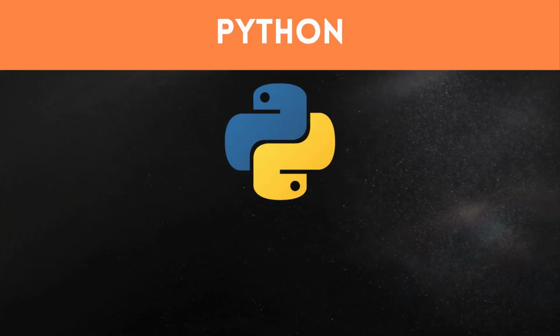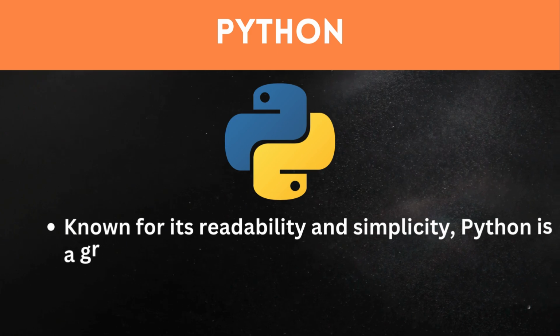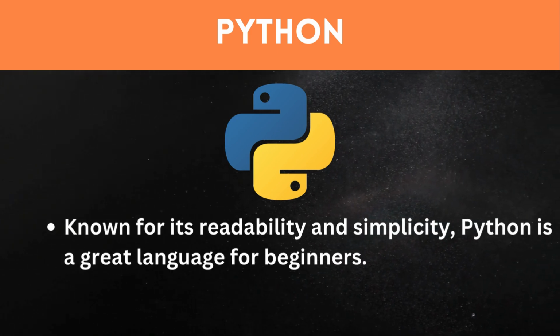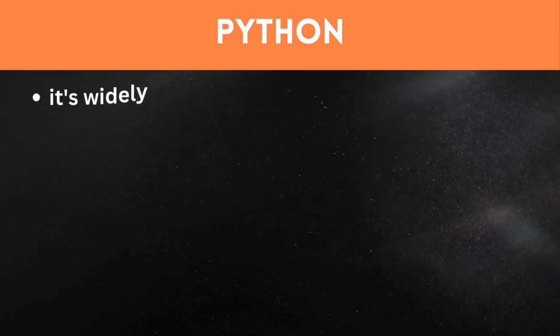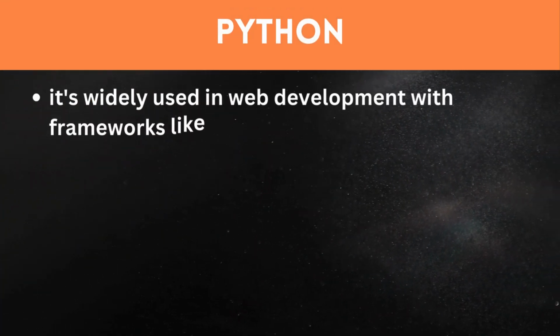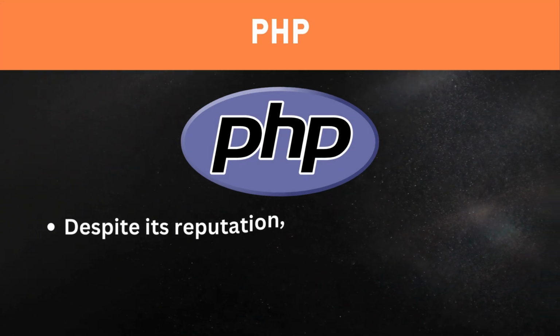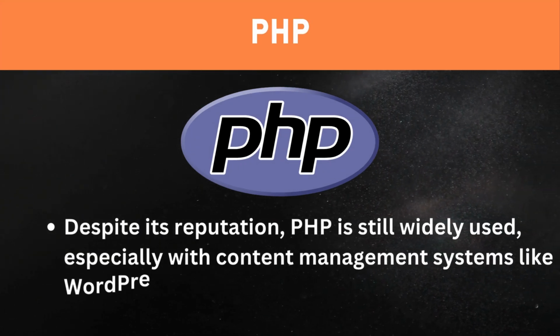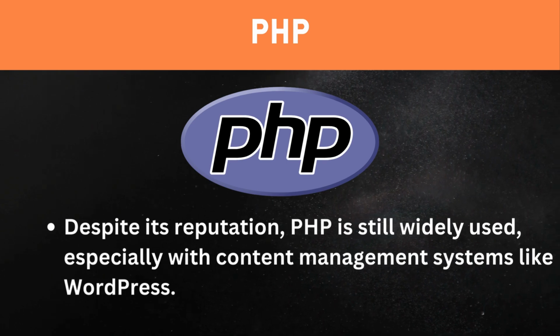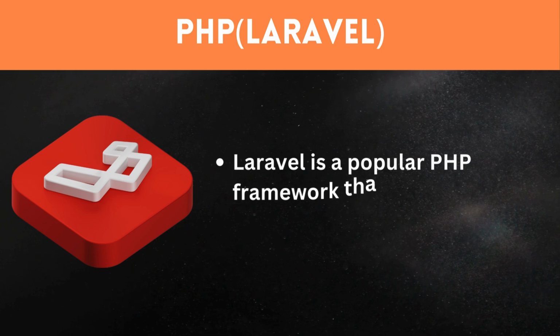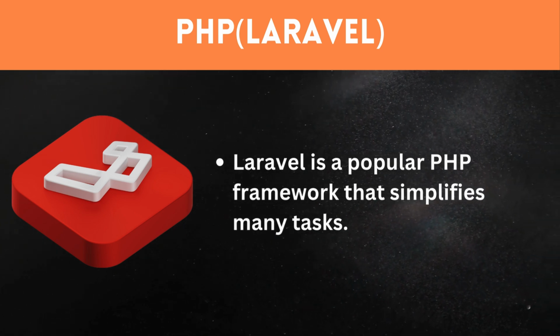Python. Known for its readability and simplicity, Python is a great language for beginners. It's widely used in web development with frameworks like Django and Flask. PHP. Despite its reputation, PHP is still widely used, especially with content management systems like WordPress. Laravel is a popular PHP framework that simplifies many tasks.